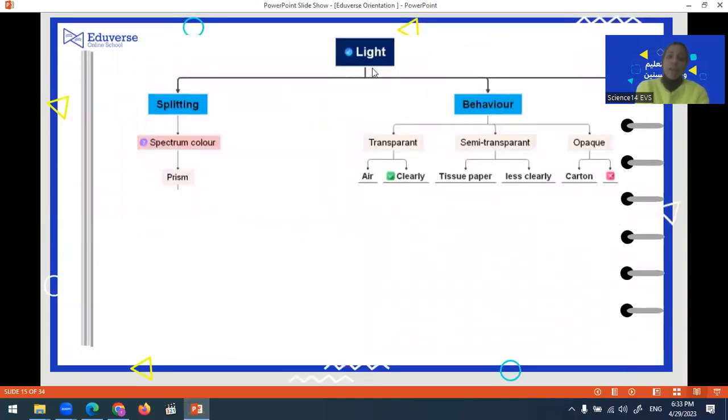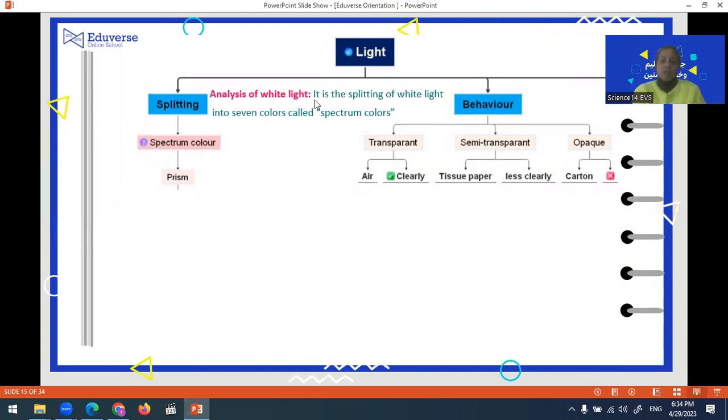The light, okay? We have some properties for the light too, or some points we were going to talk about regarding the light. So first we talked about the nature of the light. Let's talk about the splitting of the light. What is the splitting of the light?